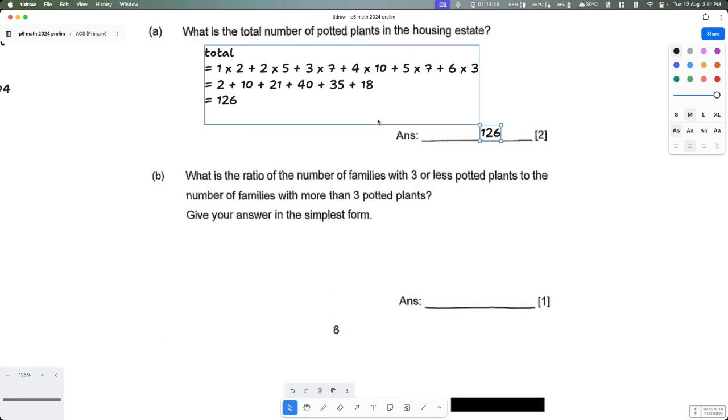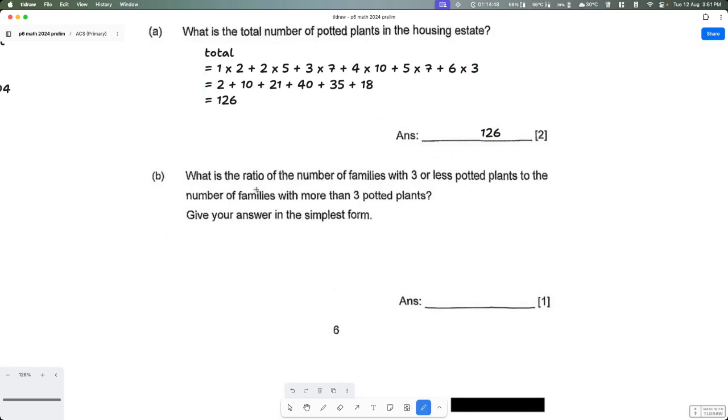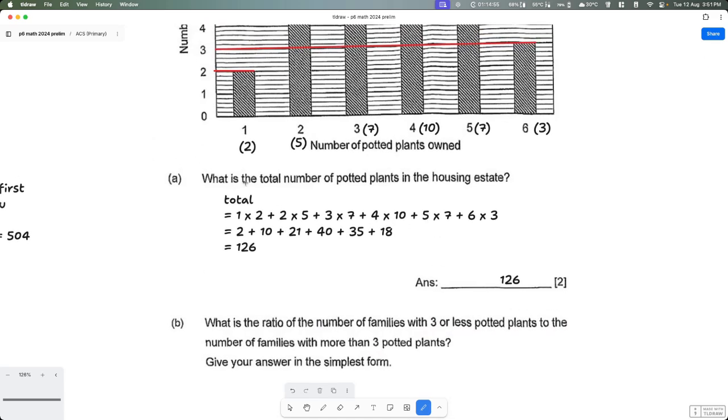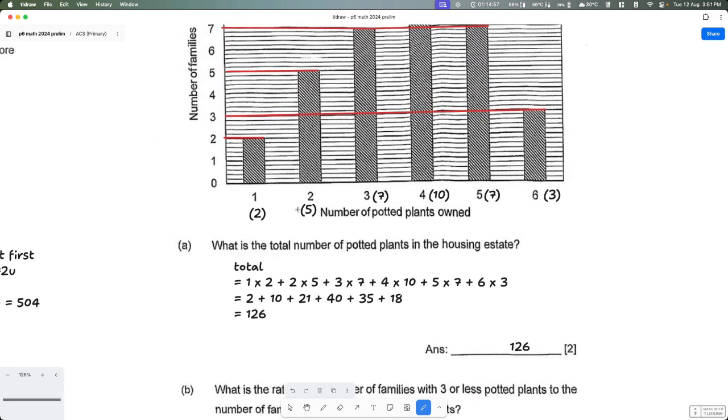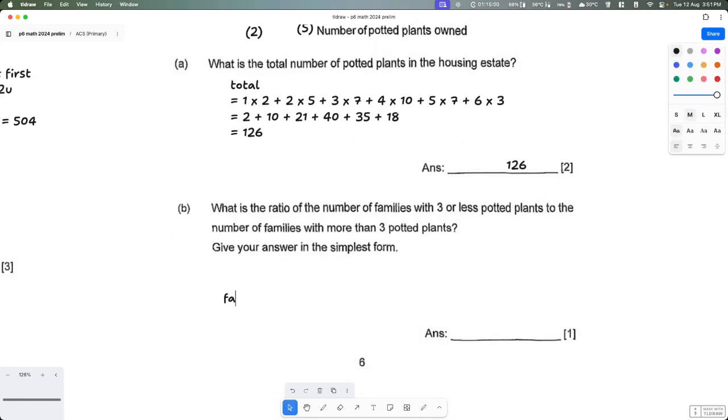Okay, let's move on to part B. What is the ratio of the number of families with 3 or less potted plants to the number of families with more than 3 potted plants? So we have 2 and 5. Families with 3 or less, to the families with more than 3, this is the ratio.